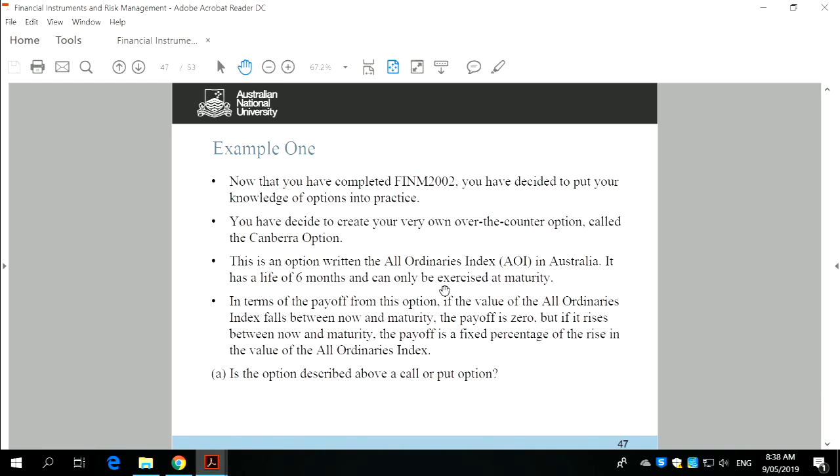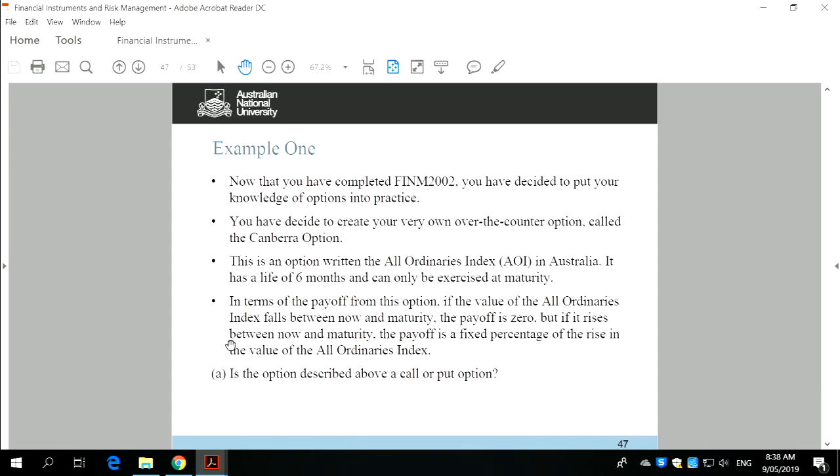So in terms of the payoff structure from this option, if the value of the index falls between now and maturity, you get a payoff of 0. But if the index increases between now and maturity, the payoff is a fixed percentage of the increase in the value of the index. So is this option described above a call option or a put option?